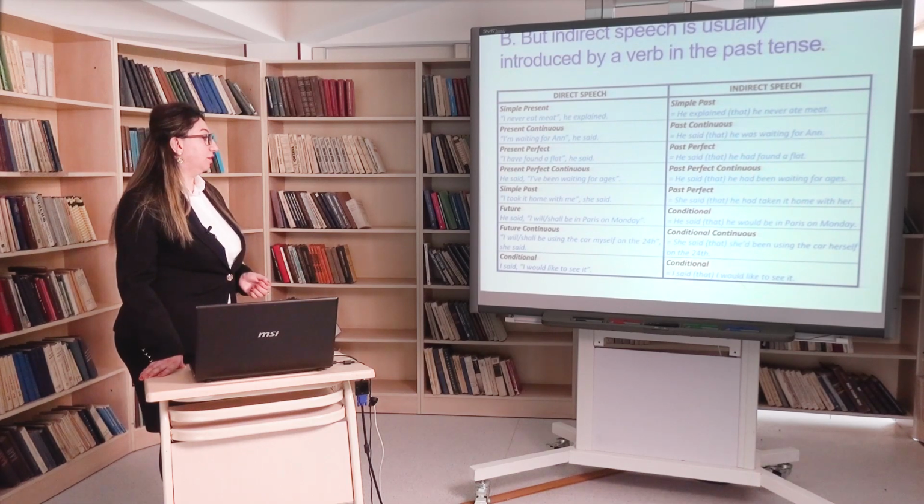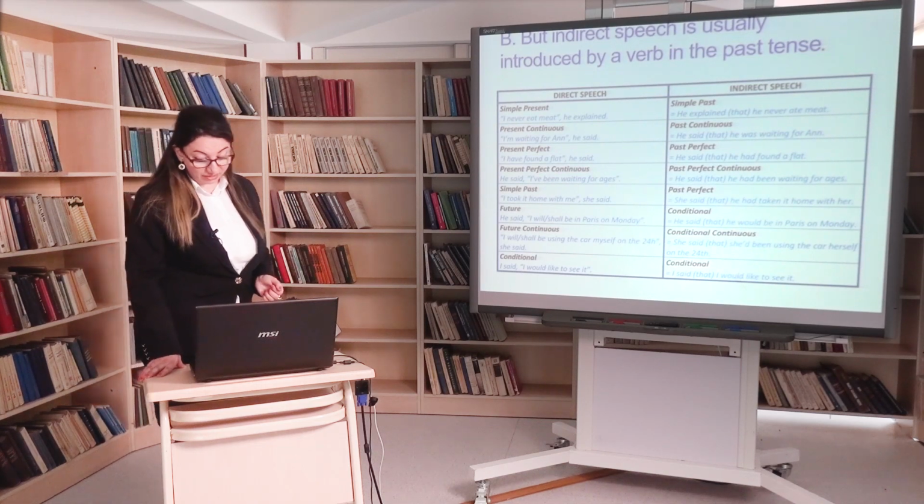Conditional doesn't change in indirect speech, and there is no necessity for any change. "I said I would like to see it." I said that I would like to see it.